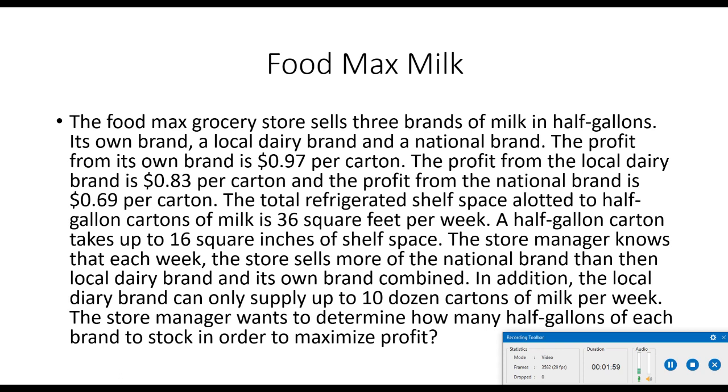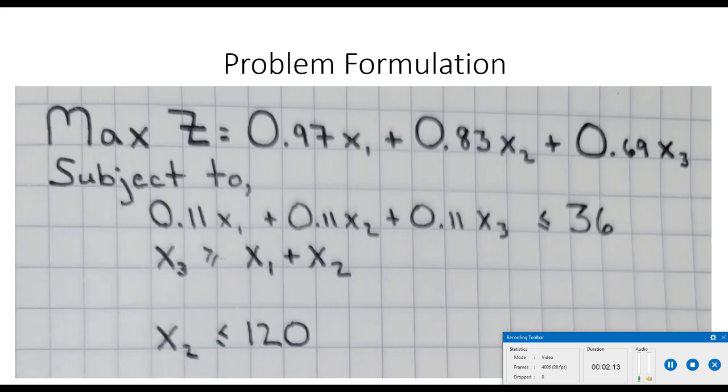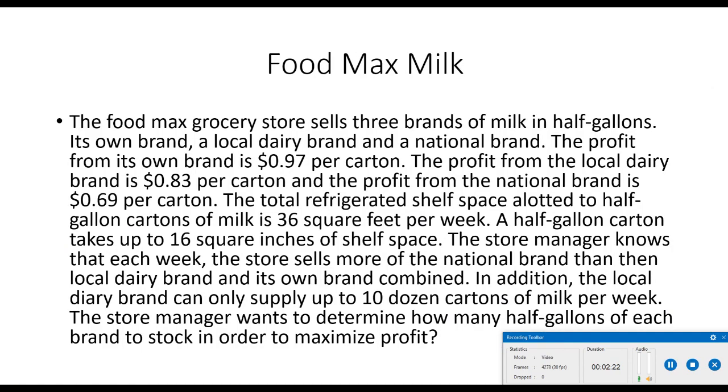So what we're going to do is look at my already completed equation and then refer back to this while we discuss what the numbers mean. So we have max z equals 0.97x1 plus 0.83x2 plus 0.69x3. Those are the profit per item, and we see that in the first couple paragraphs: 97 cents a carton, 83 cents a carton, 69 cents a carton.